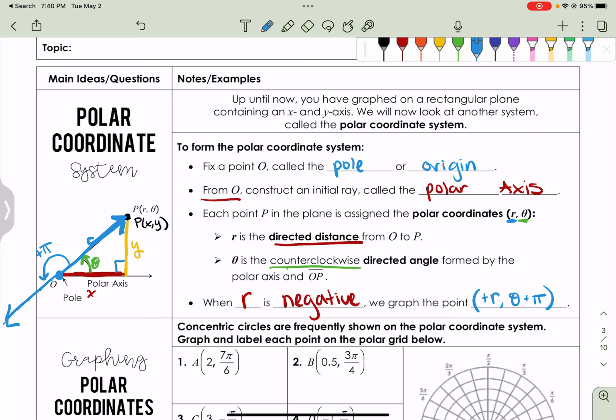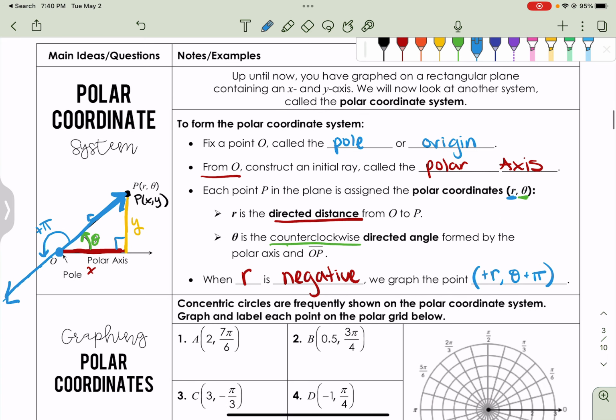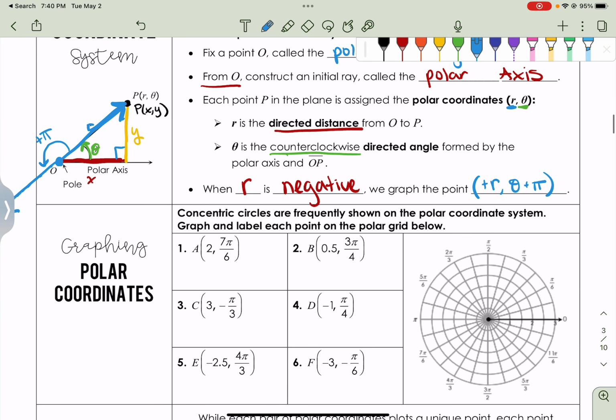So to see a nice animation of that process, you can look back at the Desmos slides if you missed that slide, but be able to graph a point or plot a point when the r is negative. So speaking of being able to plot points, let's look at a few examples.